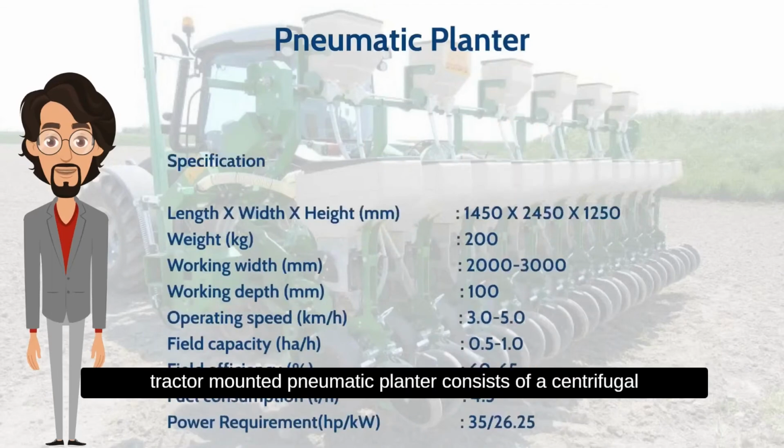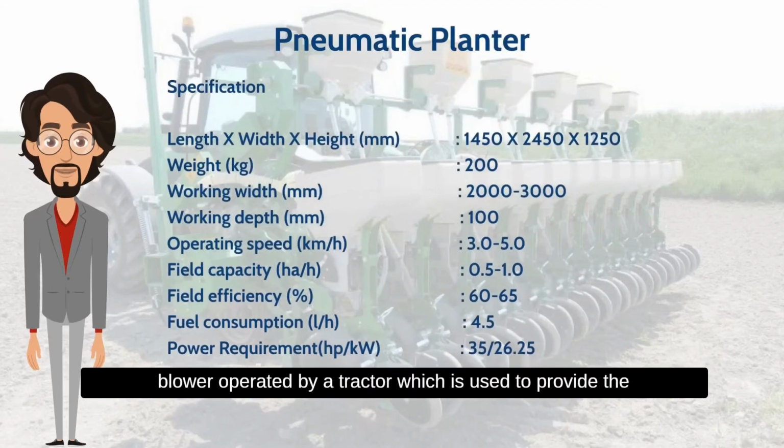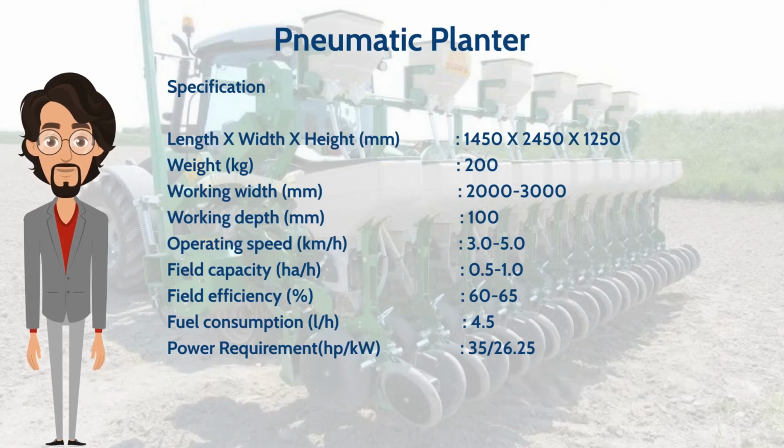Tractor-mounted pneumatic planter consists of a centrifugal blower operated by a tractor, which is used to provide the necessary air pressure to pick up and release the seeds in the metering mechanism. It is a 6-row machine, operated by a tractor of 35 horsepower and 26.25 kilowatt or more, to plant single seed at predetermined row spacing. It consists of main frame, aspirator blower, disc with cell-type metering plate, individual hopper, furrow openers, shaft, ground drive wheel.